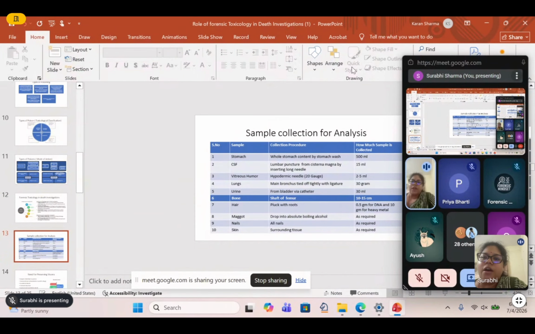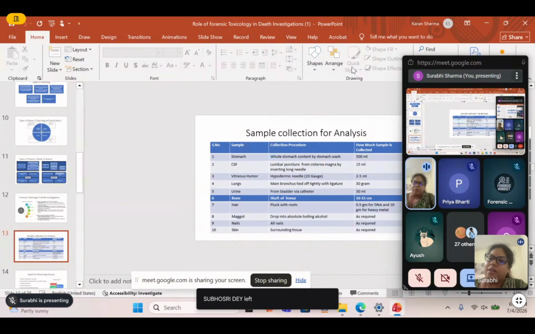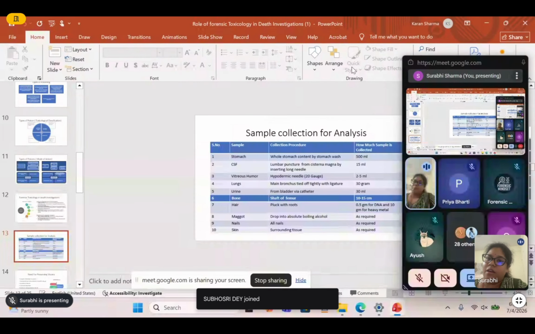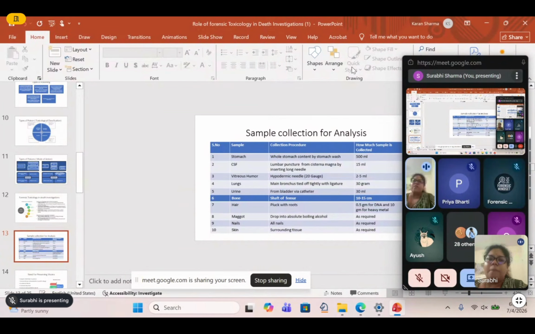We have stomach, cerebrospinal fluid, vitreous humor, lungs, urine, bone, hair, maggots. Maggots are the insects that are found on dead bodies, and these maggots also play a very important role in telling us about the type of death, or how a person must have died, or how much time has passed since the person died. These are all the things that we can learn from maggots. The field in which we study them is known as entomotoxicology.